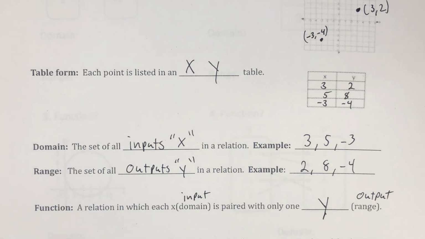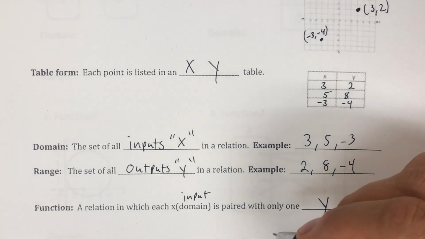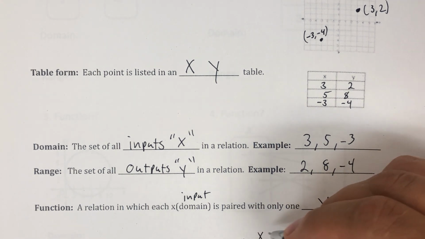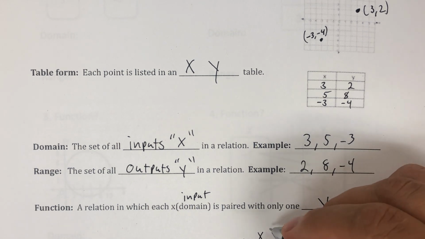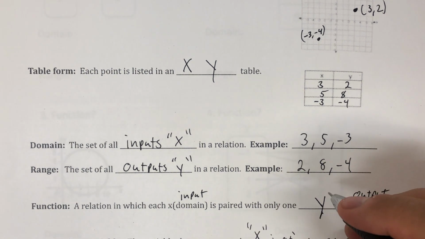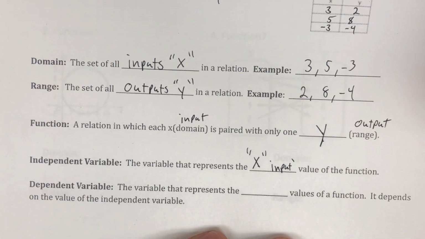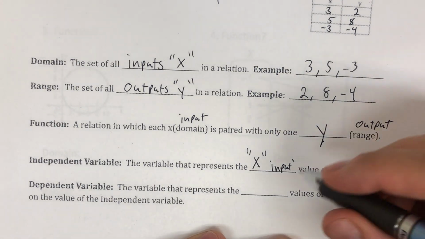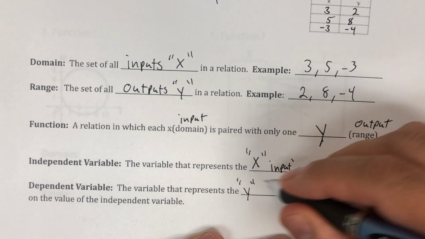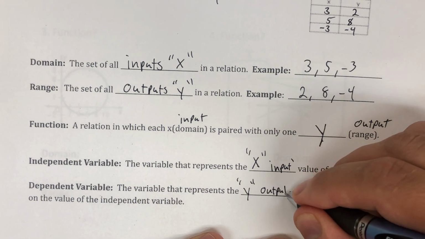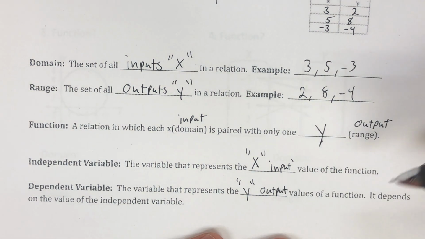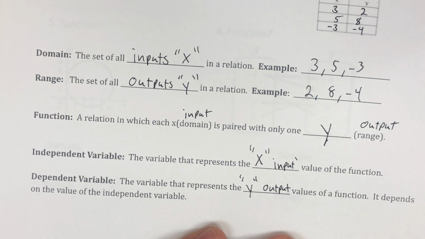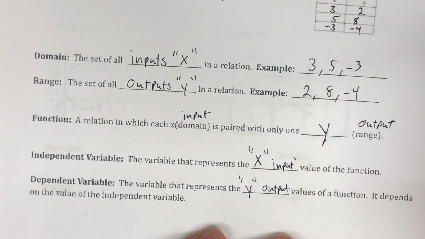The independent variable is the variable that represents the x value of our function typically, and that is the input. And the dependent variable is the variable that represents the y values typically. That is our output. Independent and dependent is what comes out. Okay, it depends on the value of the independent variable. So our x goes in, y comes out.